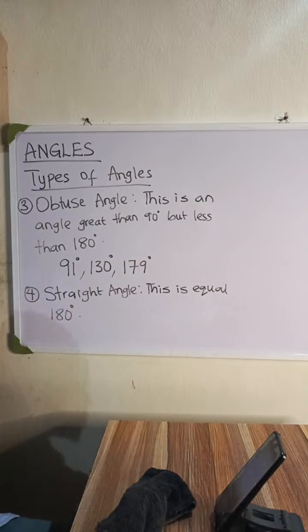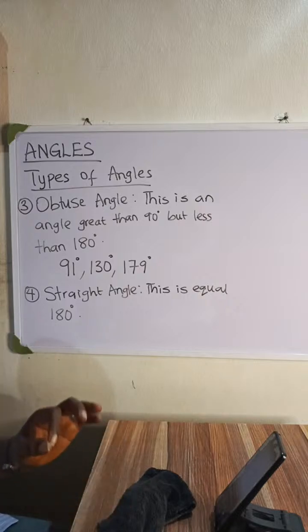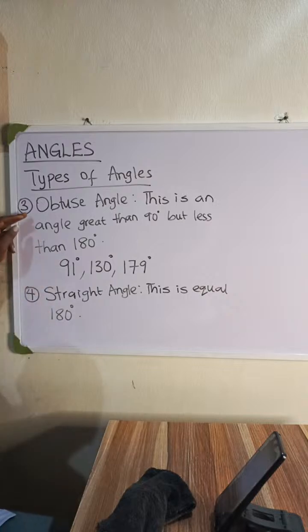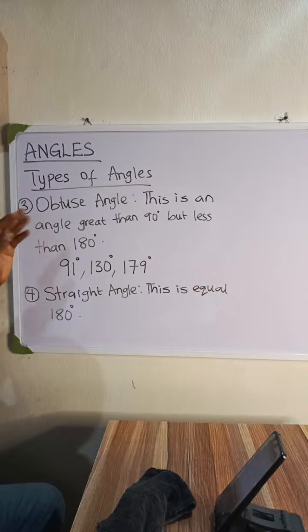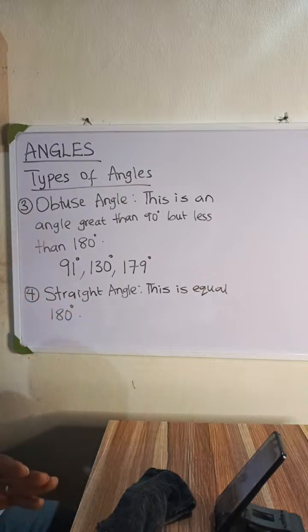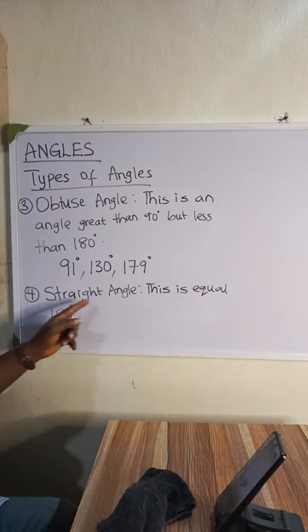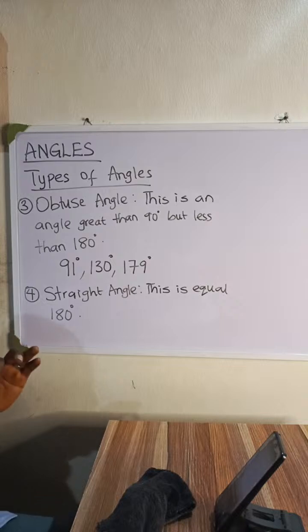So we've looked at the acute angle, which is any angle less than 90 degrees. We've looked at the right angle, which is exactly 90 degrees. We've looked at the obtuse angle, which is more than 90 degrees but less than 180 degrees. We've also considered the fourth one, the straight angle, which is exactly 180 degrees.